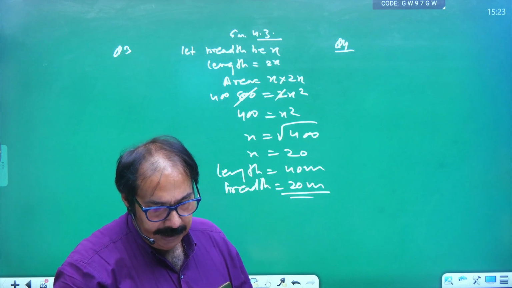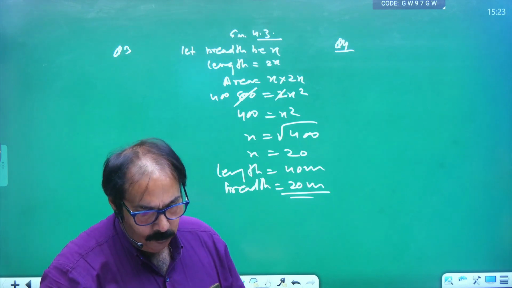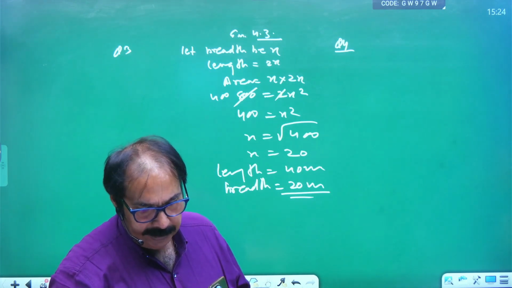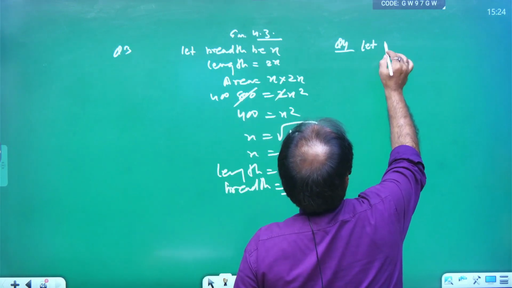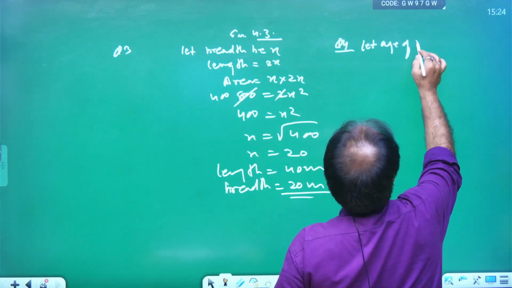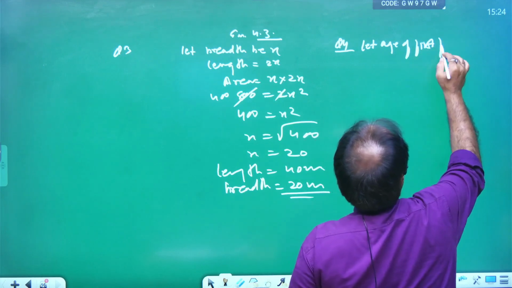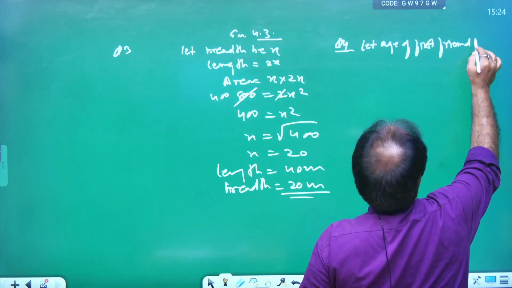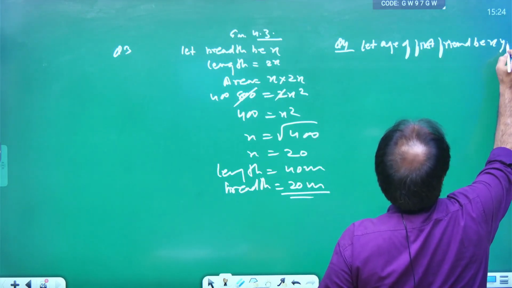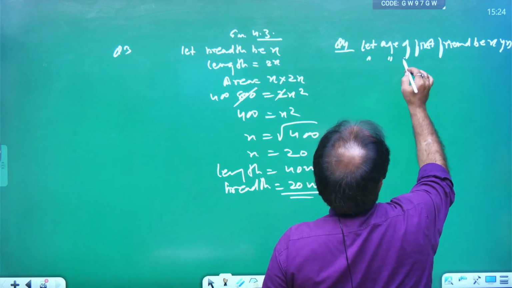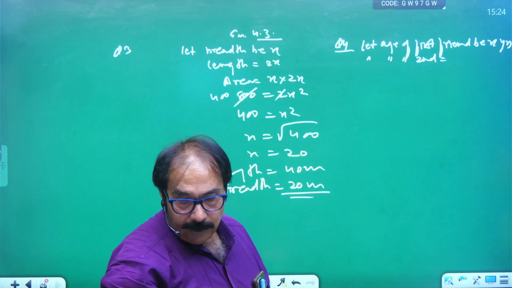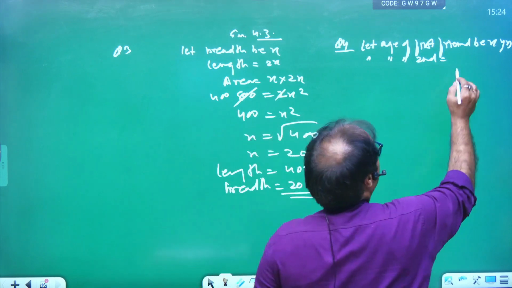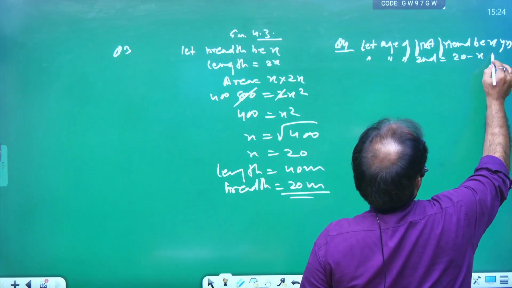The sum of the ages of two friends is 20 years. So let the age of the first friend be x years. So the age of the second friend, because the sum is given as 20, will be 20 minus x years.